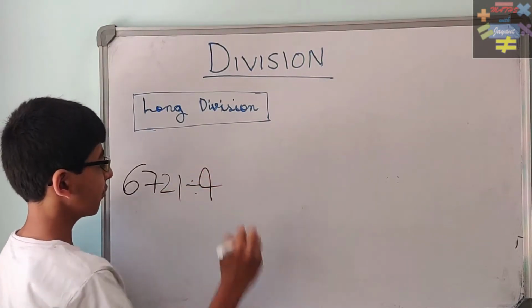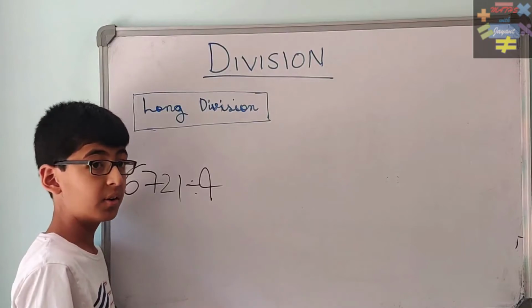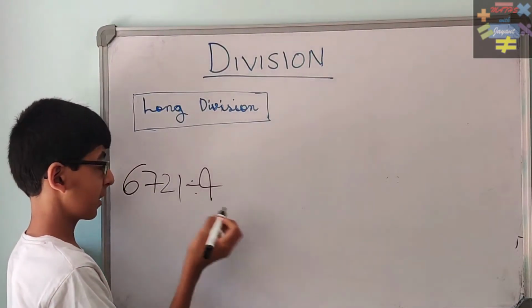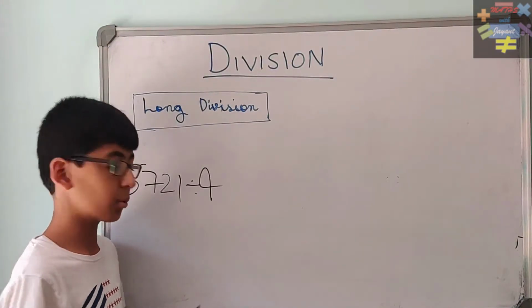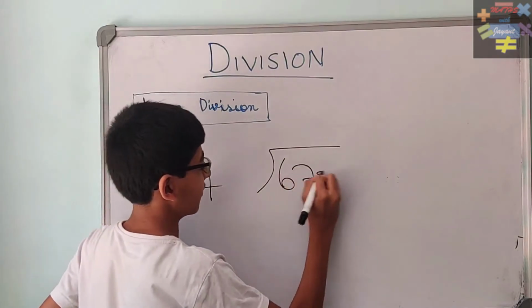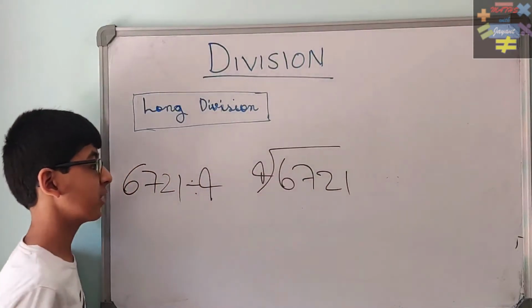6721 we divide by 4. How will we solve this? In this case, you are going to learn something new. Let's check. First step, write 6, 7, 2, 1 and write the 4 over here.